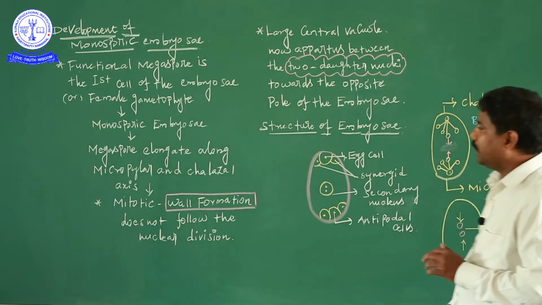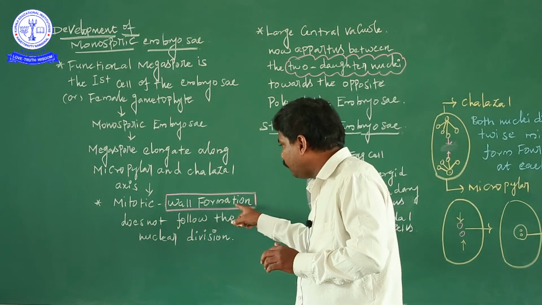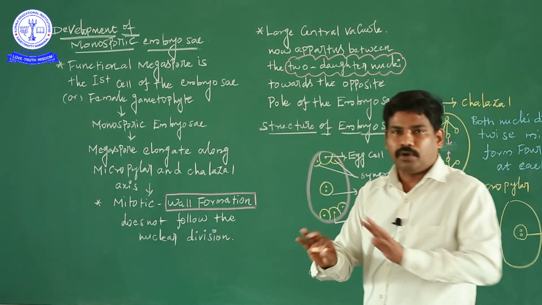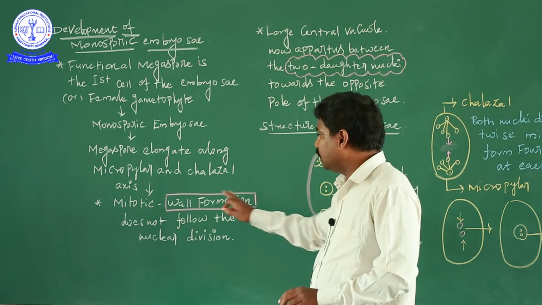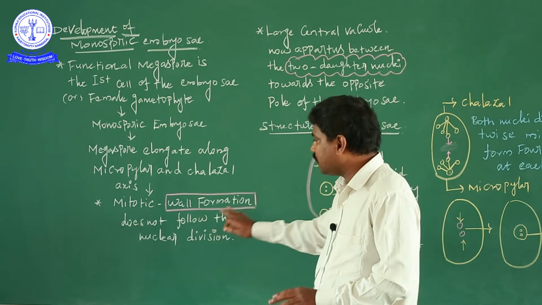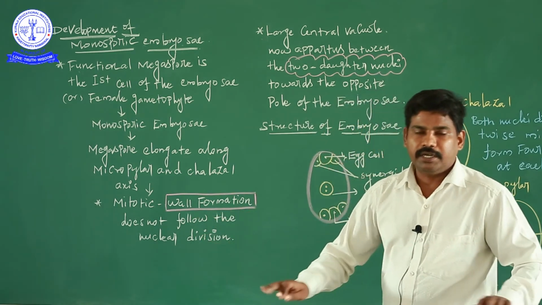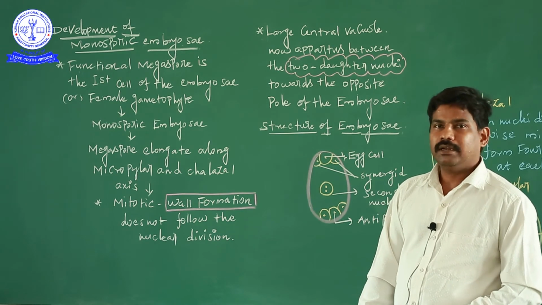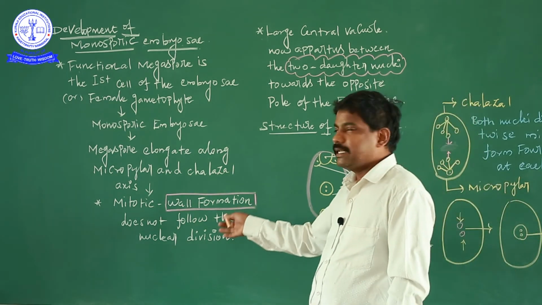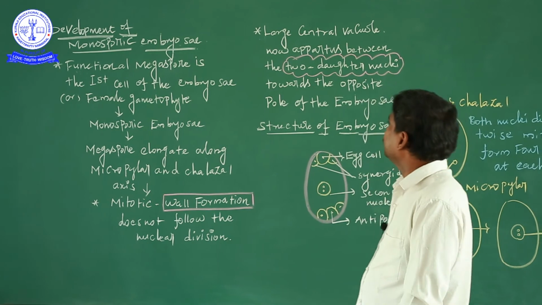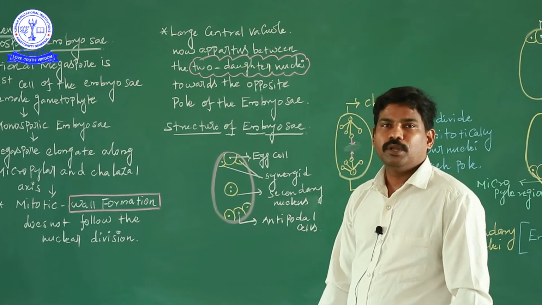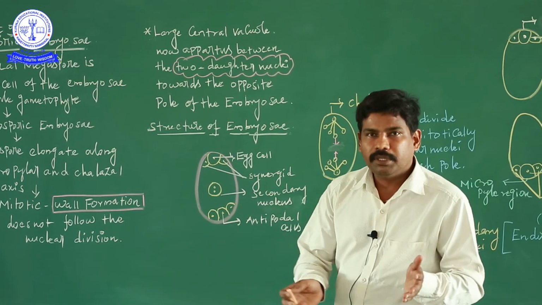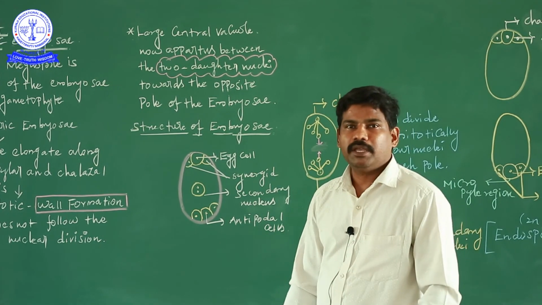Then, the mitotic division: wall formation does not follow the nuclear division. This is very important, and it is often asked as a question. Then there is a large central vacuole. What is the main function of the vacuole? It provides storage of food material.